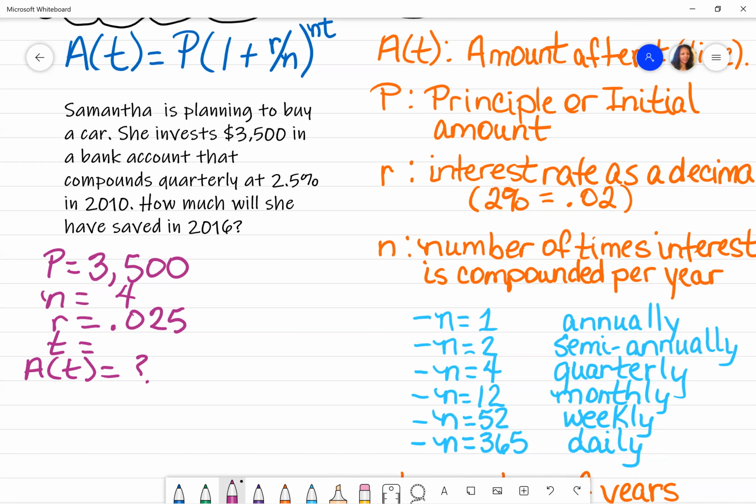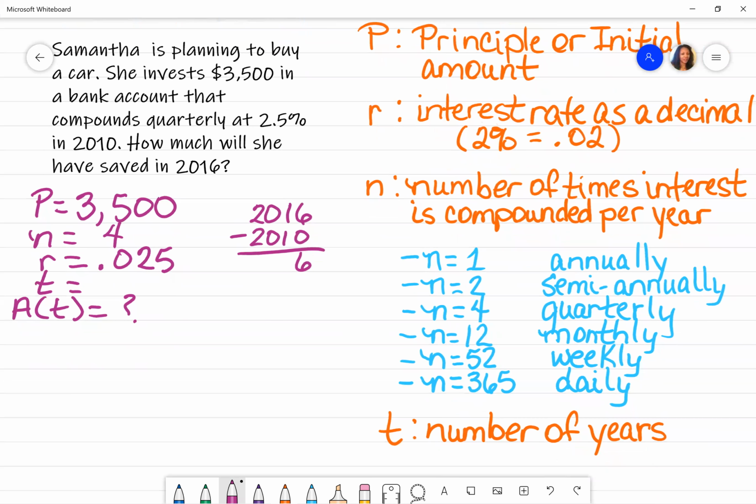So how much will she have saved in 2016? So we know that's a date, but when did she start? Well, she started her investment in 2010. So sometimes you'll have problems like this, and what you have to do is just take the difference. So how many years is that? Time is represented as a number of years. So t is going to be 6.